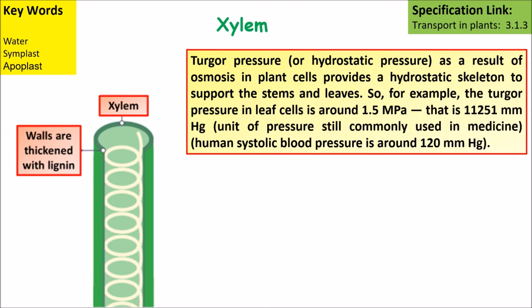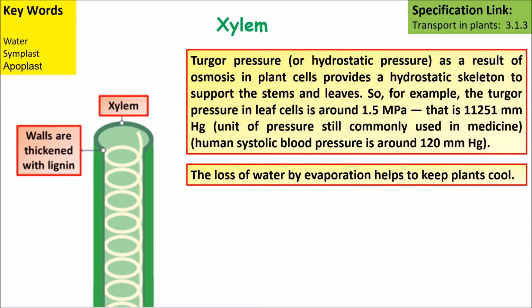Turgor pressure as a result of osmosis in the plant provides a hydrostatic skeleton that supports the stems and leaves. So for example, the turgor pressure of a leaf is around 1.5 megapascals. So that is considerably more than human blood pressure.